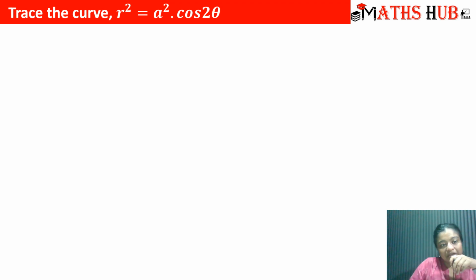Now firstly we will check the symmetry, right? All these points will help us to trace the curve in a simplified manner. You can see first of all that r is carrying a square. So if you change r to minus r, there will be no change in the curve. That means the curve is symmetrical about the pole.